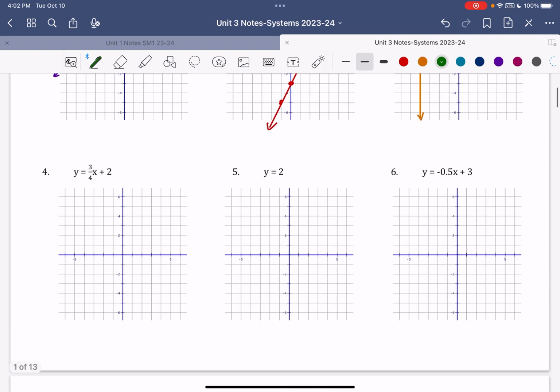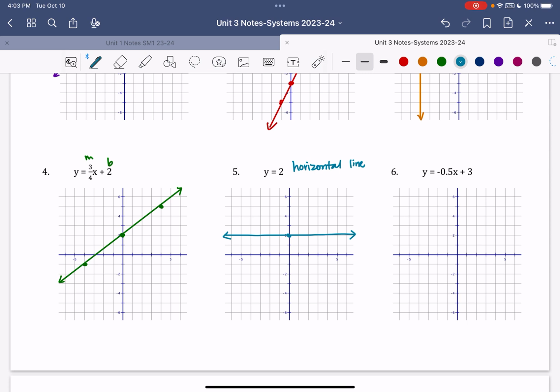Number 4, we begin at positive 2. Our slope is 3/4, so up 3, right 4, or you can go down 3, left 4. Y equals 2. This is a horizontal line through 2 on our y-axis.